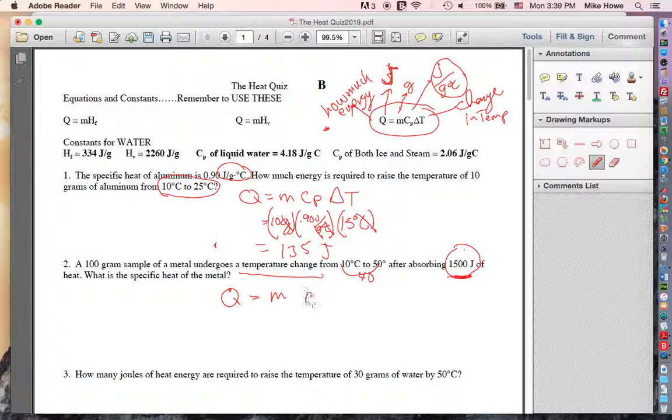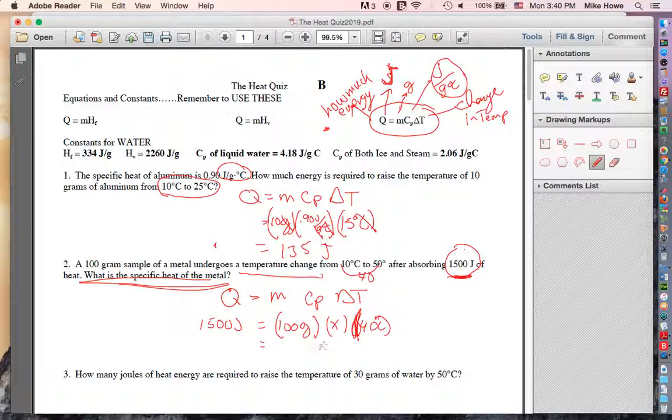Q equals M CP delta T. Okay, what was Q again? 1,500. Yep, 1,500 joules. The M was 100 grams. We're looking to find the CP because it says what is the specific heat of the metal right here. So I'm just going to call that X because we don't know what it is. The change in temperature is, you already told me, 40 degrees C.